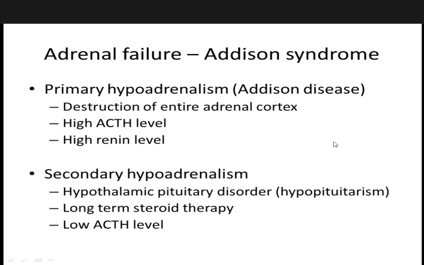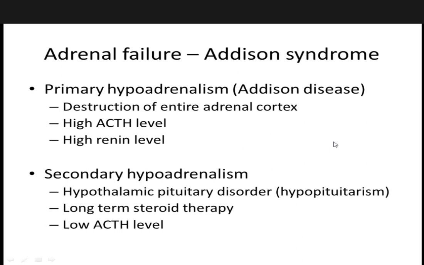Why? Because again the whole cortex is disrupted. Both cortisol and aldosterone secretion is impaired. So the renin levels will be increased, and in addition, they will have high ACTH levels as well. Right? So secondary hypoadrenalism is usually due to a hypothalamic pituitary disorder. So usually patients will end up having features of hypopituitarism, right?